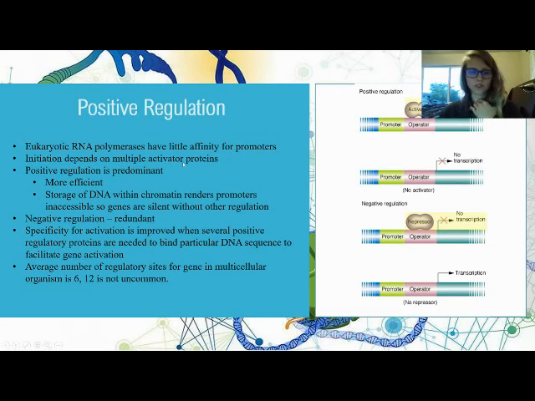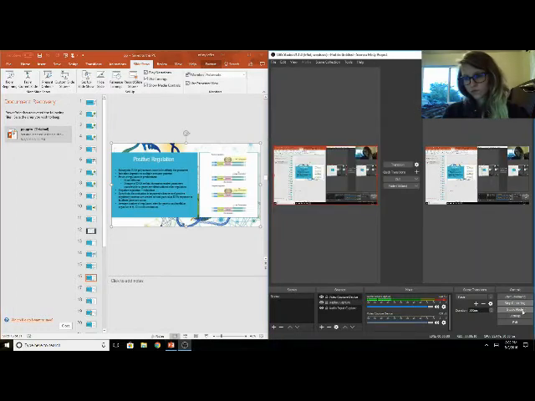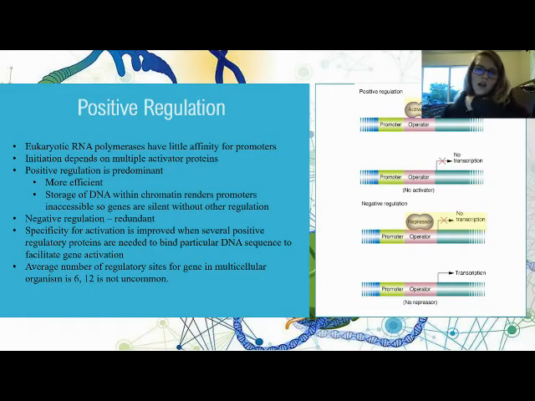So, positive regulation. I had mentioned earlier that one of the differences between prokaryotic and eukaryotic transcription regulation is positive and negative regulation in eukaryotes. Positive being the predominant only because it's more efficient. Negative can be redundant as far as regulation goes.